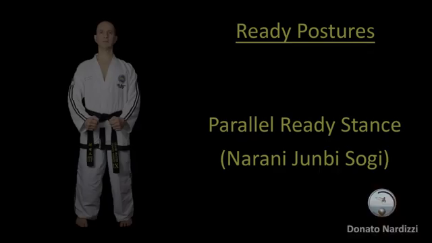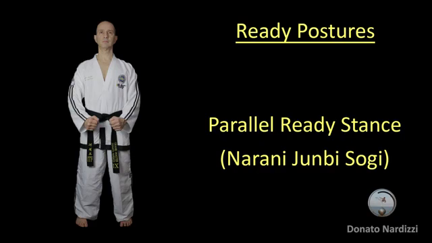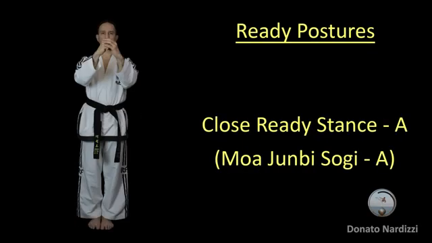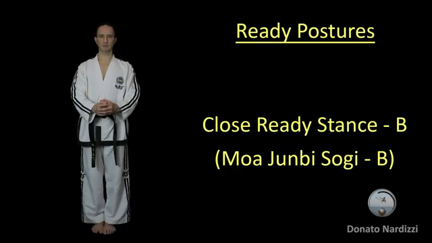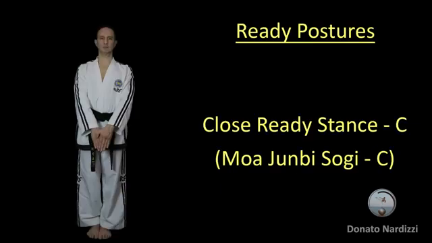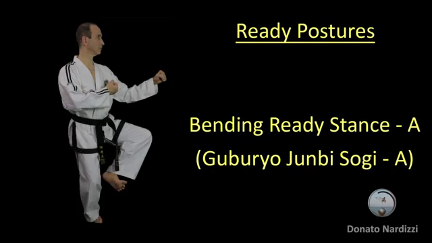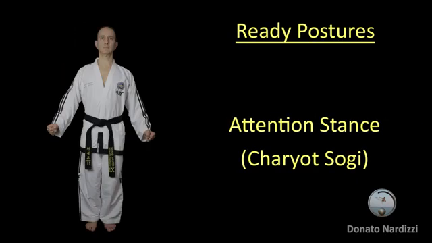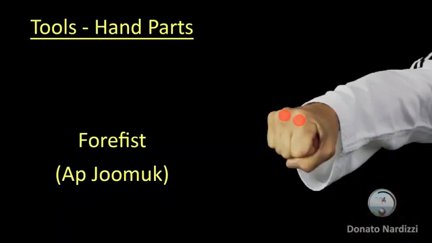Taekwondo technique. Parallel ready stance, Narani Chumbi Sogi. Close ready stance, Moa Chumbi Sogi. And this is the same for type A, B and C. Bending ready stance, Kupuryo Chumbi Sogi. Attention stance, Chariot Sogi. Next I'll show you the tools used in Taekwondo, starting with the hand parts first.